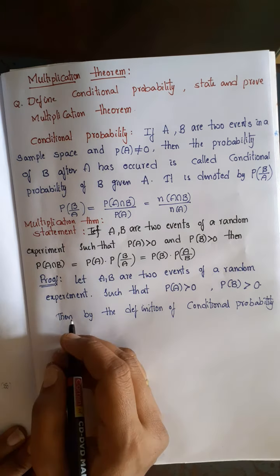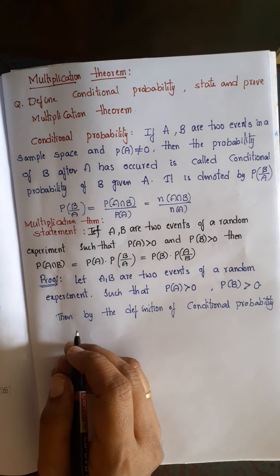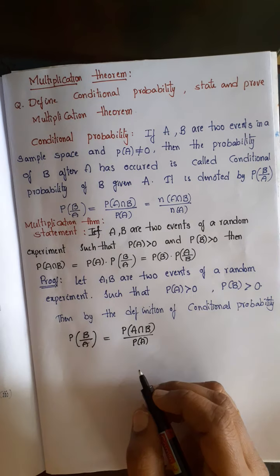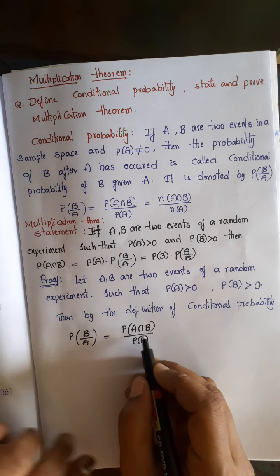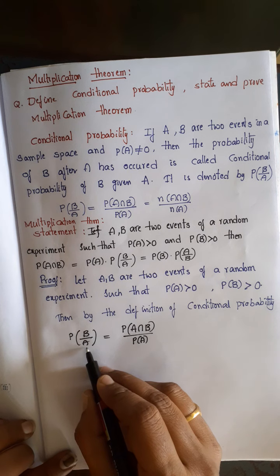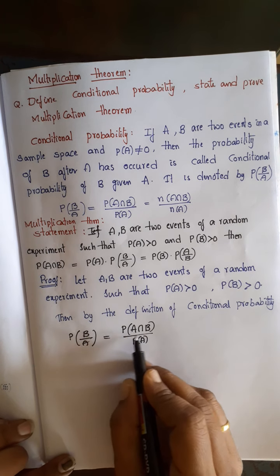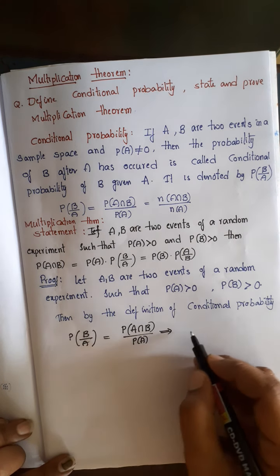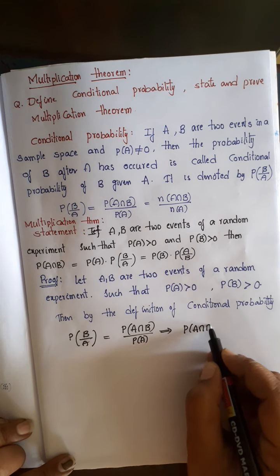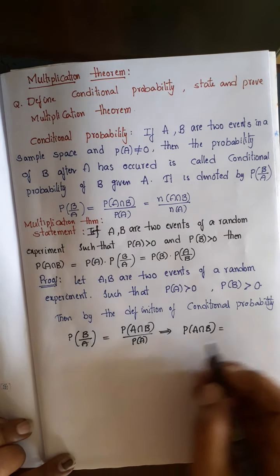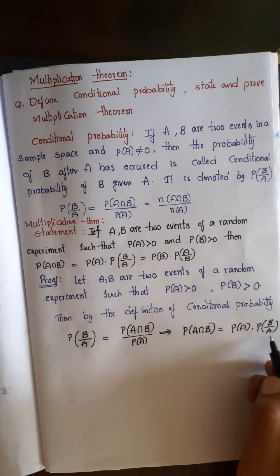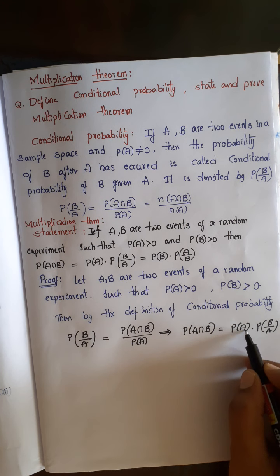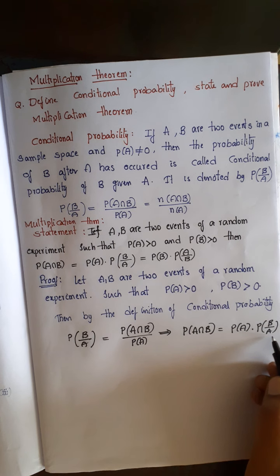By the definition of conditional probability, what can you say here? We can write P of B by A is equal to P of A intersection B by P of A. Here in the denominator part you have P of A, in the numerator P of A intersection B. From this what can you write? P of A intersection B is equal to, sending this part here, P of A into P of B by A.